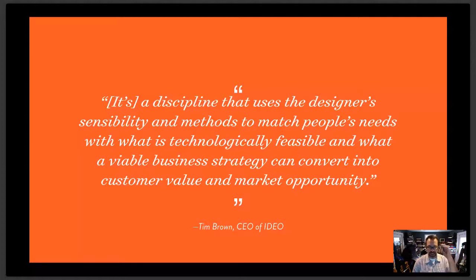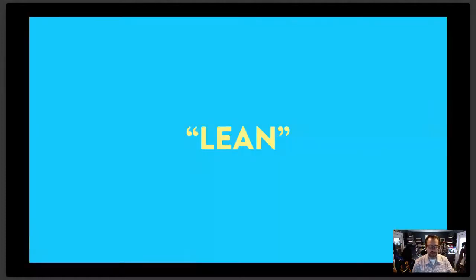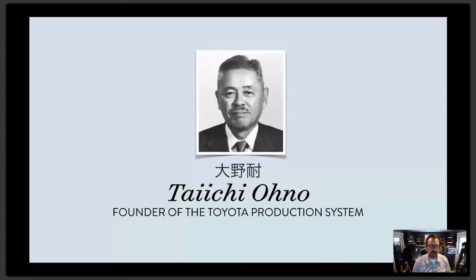You've all heard lean thrown around, but lean comes out of Toyota. So this is Taiichi Ono. He's the founder of the Toyota production system. And this became lean manufacturing in the US. And one of the things that he did was start to figure out how they could be more efficient with building cars. And they took it to the nth degree and really took the United States car companies for a spin. They could not keep up.